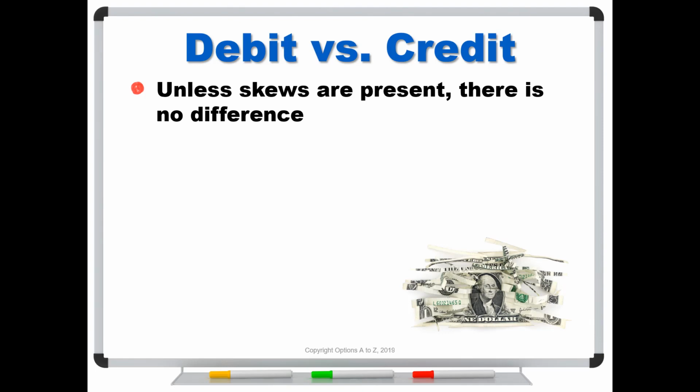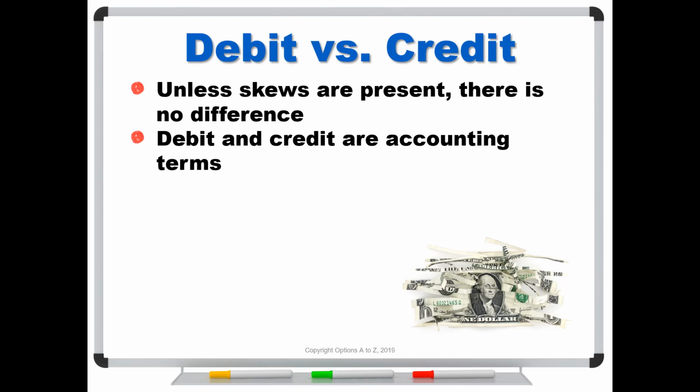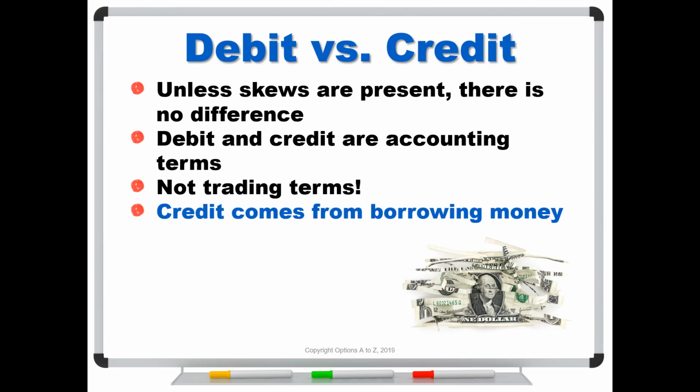But you don't want to choose a credit spread just because of the word credit and this false belief that somehow it's better off. Debit and credit are accounting terms. They are not trading terms. The credit comes from the fact that the difference between those two options results in a credit. Or the debit comes from the fact that the difference in those two options is going to result in cash going out, or a debit. But what traders don't realize is that when you have a credit spread, that credit comes from borrowing money. That's right. The reason you're getting the credit is you're also attaching borrowed money to the trade.